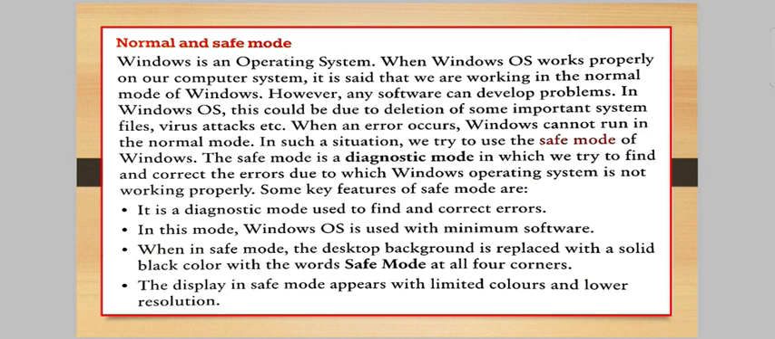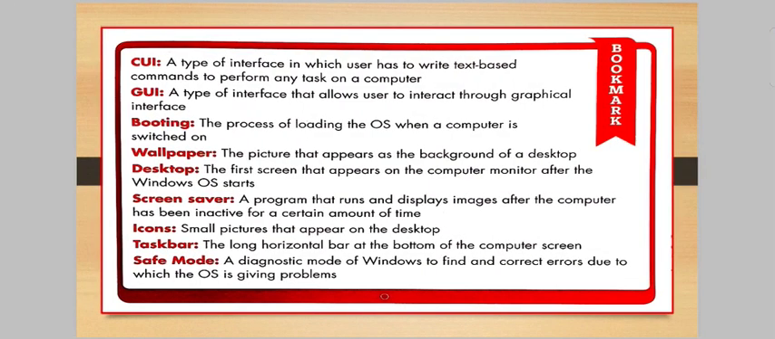Okay, next is, these are the few terms from this chapter. First is CUI. We all know that CUI means character user interface, and there are two types of operating system. One is CUI based operating system, one is GUI based operating system.